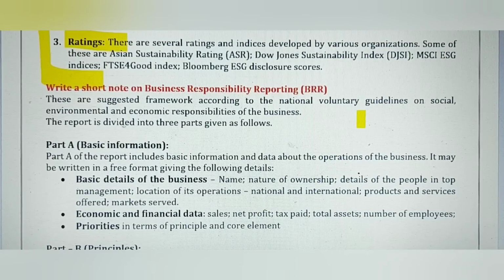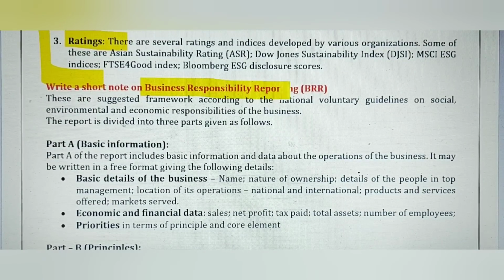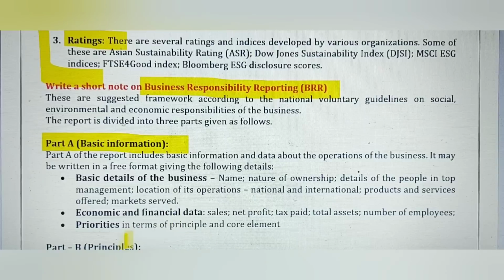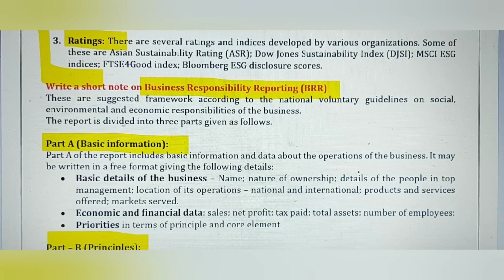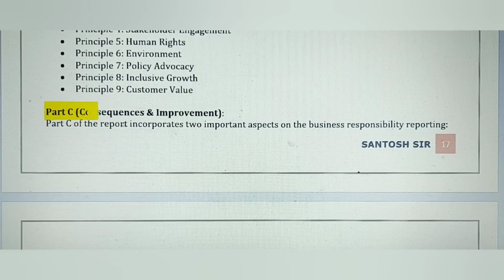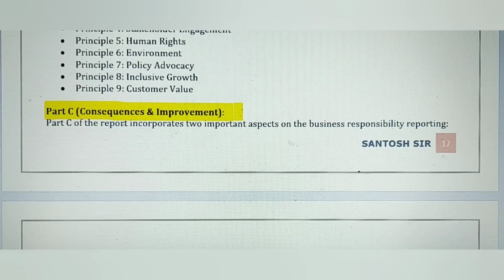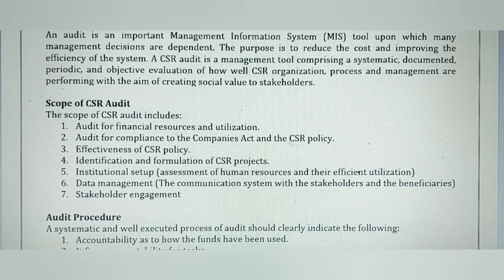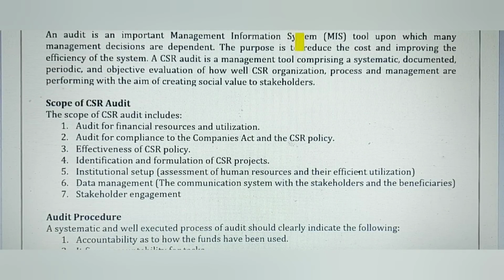The next question for a short note: business responsibility reporting, which is also known as BRR. There are different parts of this BRR: Part A, which contains the basic information about the company. The second part basically contains the principles, and the third part contains consequences and improvement required in the CSR activities of a company.